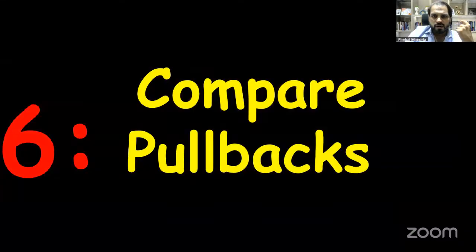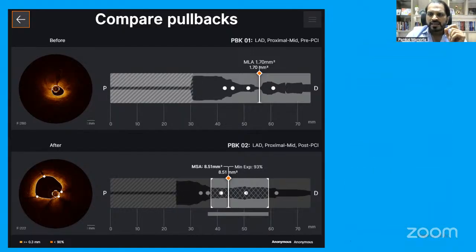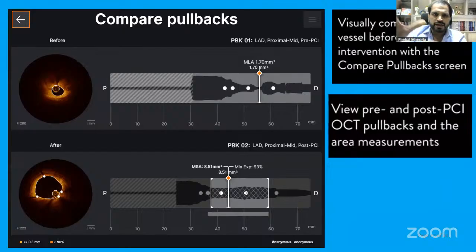So this can be easily seen on the 3D bifurcation view. Lastly, there's an option of compare pullback. This is a very good option to show your result to your patient and to your referring doctor: this was the pre-OCT MLA, this is the post-OCT, my MLA has increased from this to this, my expansion is this much, my post-MSA is this much. Everything is concise. You just switch to compare pullbacks, and the software will automatically analyze the pre and post, and give you one screenshot. So you can save this screenshot and send it to your physician, patients, or any relatives.